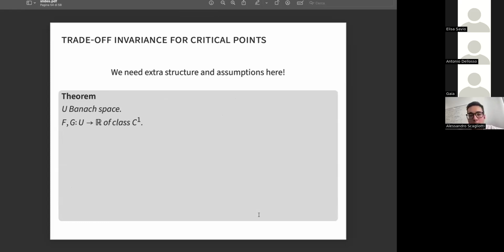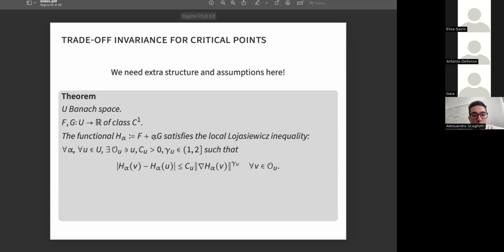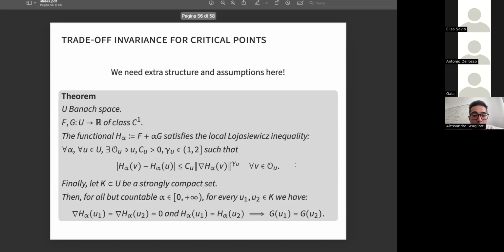I'm almost done. I just wanted to say something about the trade-off invariance principle for critical points. Here we need much more structure. U must be a Banach space, F and G should be of class C1, and then we have to ask the regularized functional H alpha to satisfy a local Lojasiewicz inequality, which is this technical condition here.